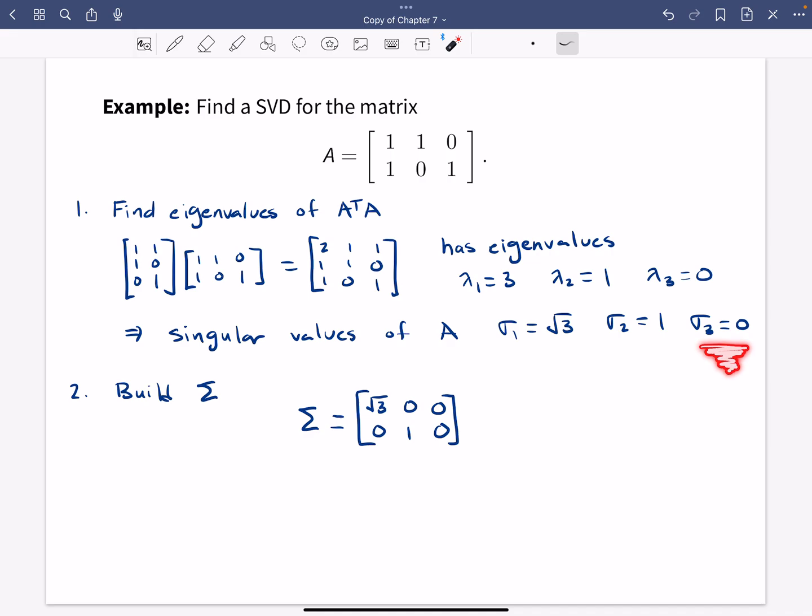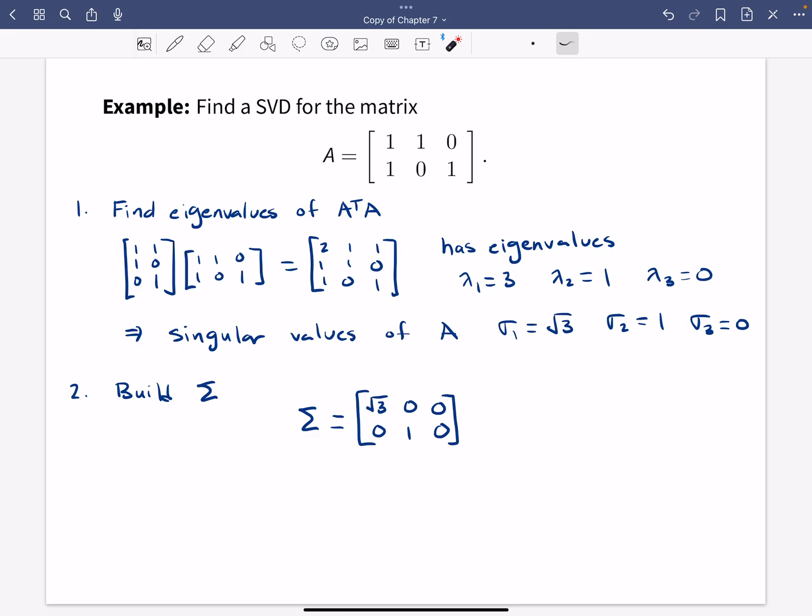You'll always have enough room for the non-zero singular values because the number of non-zero singular values is the rank of the matrix, and if your rank is 5, then you will always have at least 5 columns and at least 5 rows. So you'll always have enough room for the non-zero singular values, but you might not have enough room to plug in the 0 singular values, and that's okay.